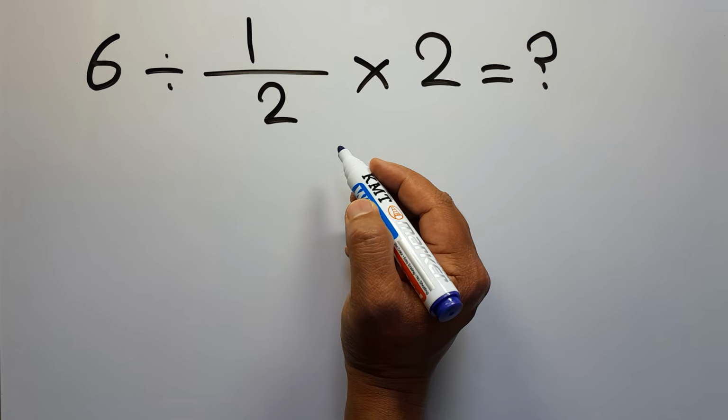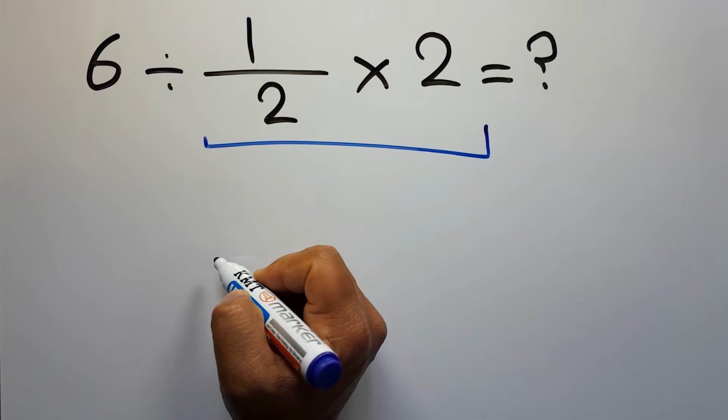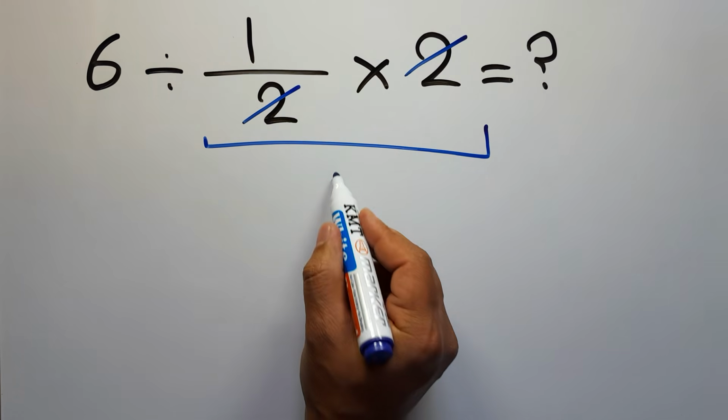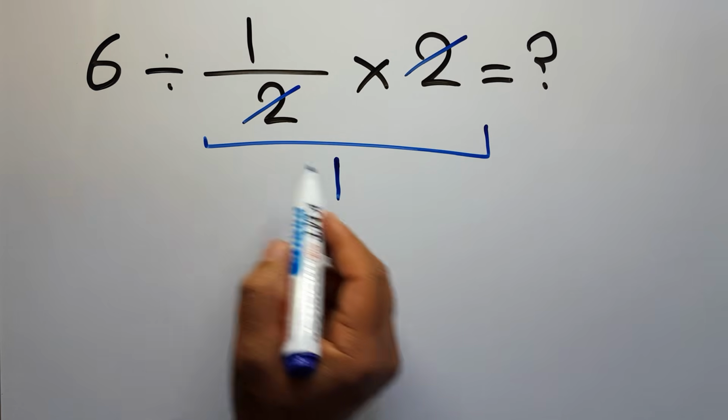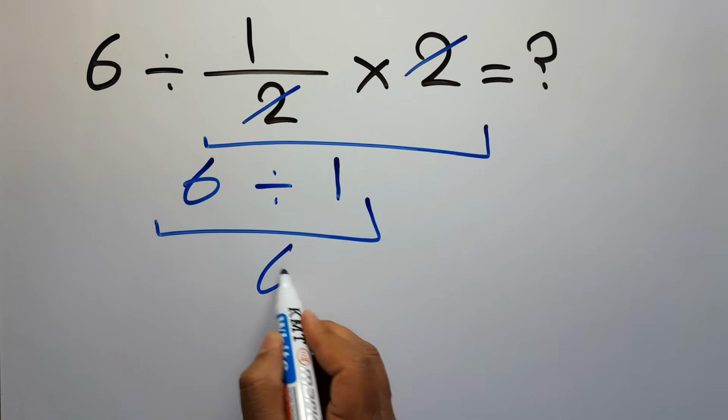First, we do this multiplication. 1 over 2 times 2. We can easily cancel this 2 and this 2. So here we have just 1. And 6 divided by 1 is just 6.